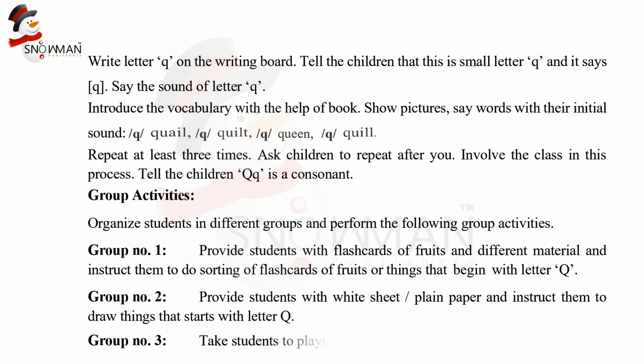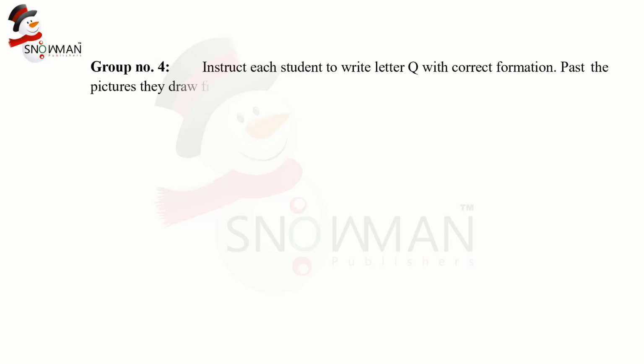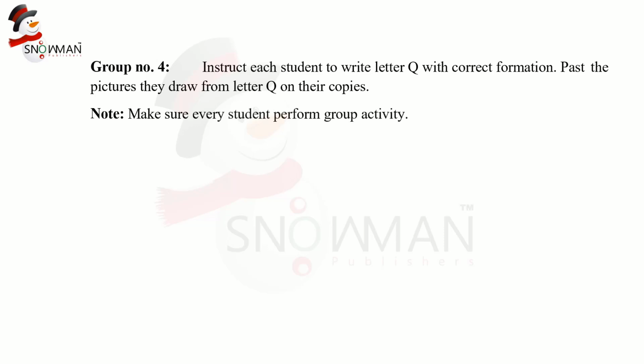Group number 3. Take the students to the playing area and instruct them to make a quinoa salad. Group number 4. Instruct each student to write letter Q with correct formation and paste the pictures they drew for letter Q on their copies. Note: make sure every student performs the group activity.